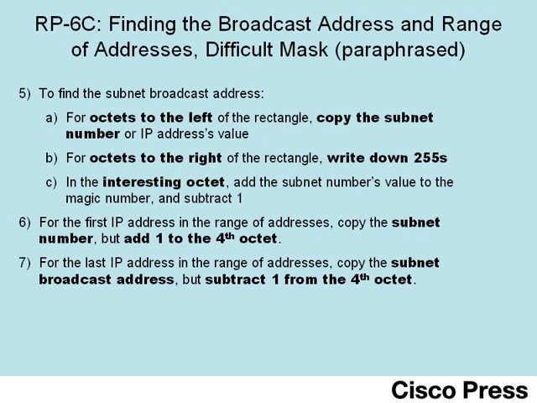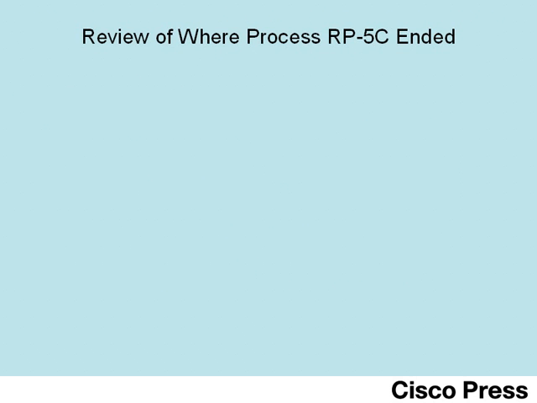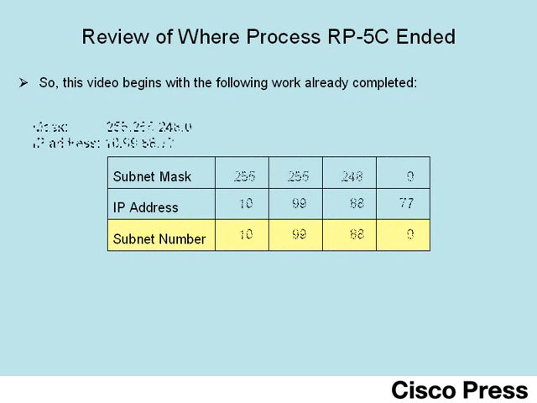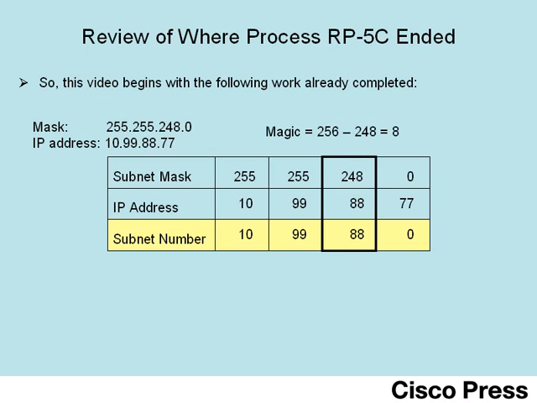For easy reference, the screen now shows a copy of the text of the process that will be demonstrated in this video. Notice that this process starts with step 5, and it's numbered this way because the associated process that finds a subnet number has 4 steps, so this process just picks up where that other process stops. Feel free to go back and watch subnetting video 2 at this point. However, for a brief review, that video started with IP address 10.99.88.77 with mask 255.255.248.0. That process showed that the interesting octet was the third octet and that the magic number was 256 minus 248, or 8.